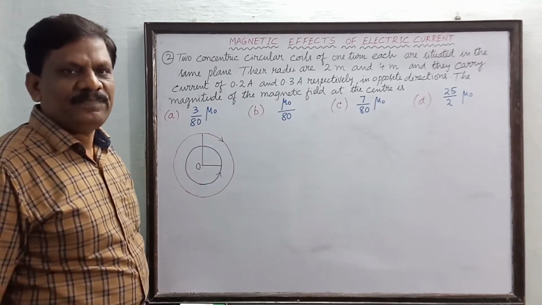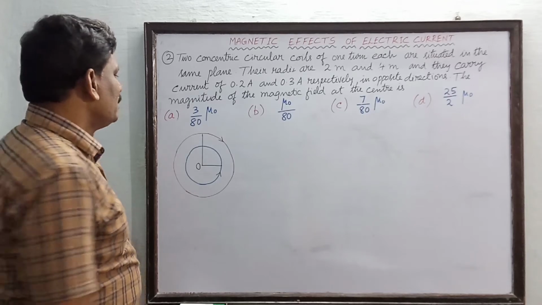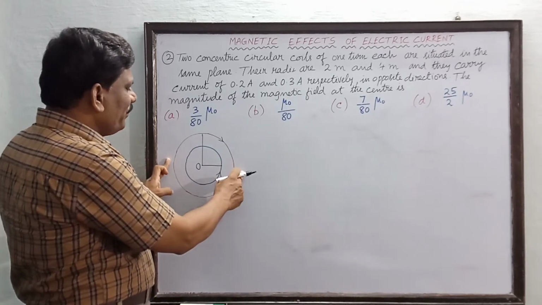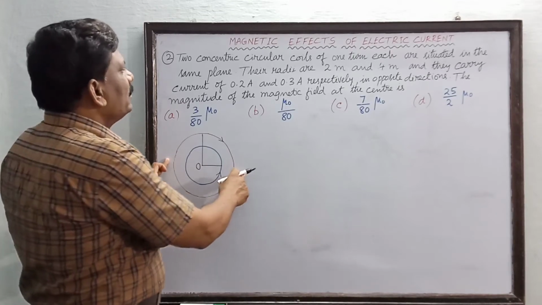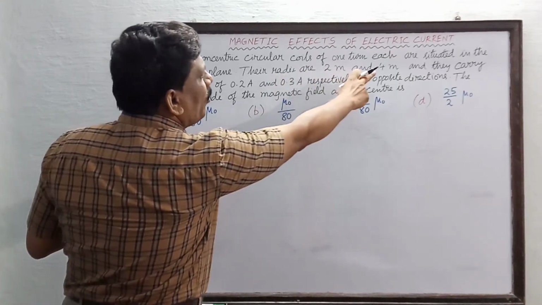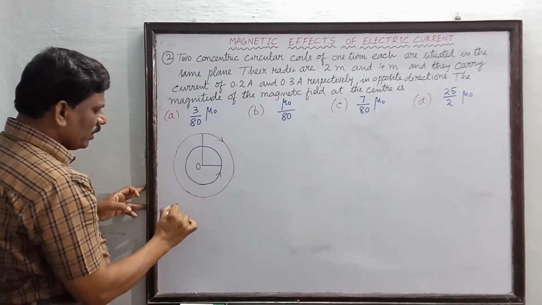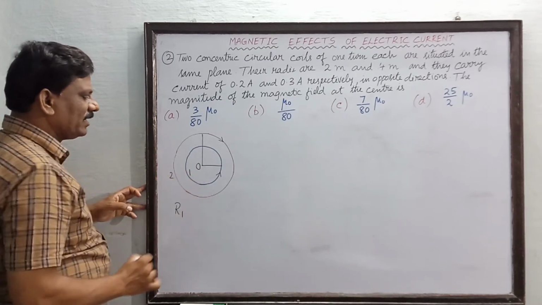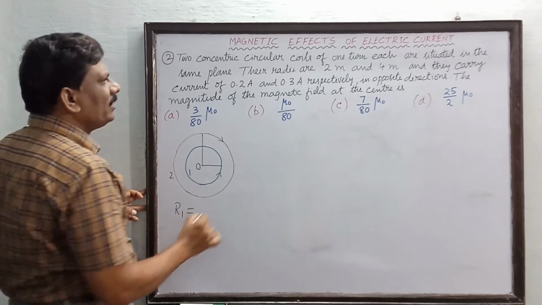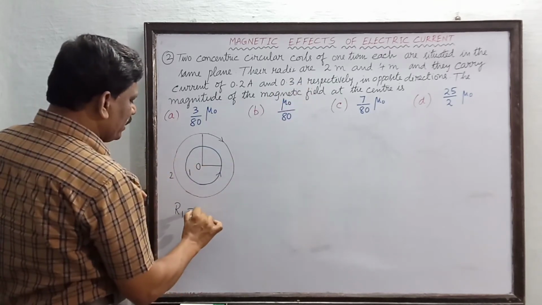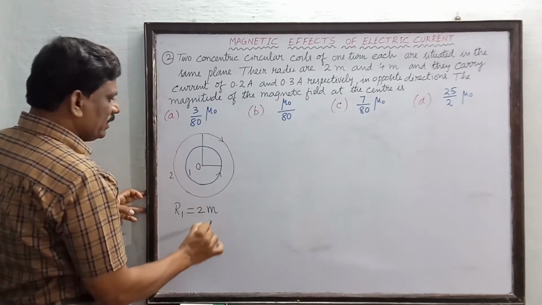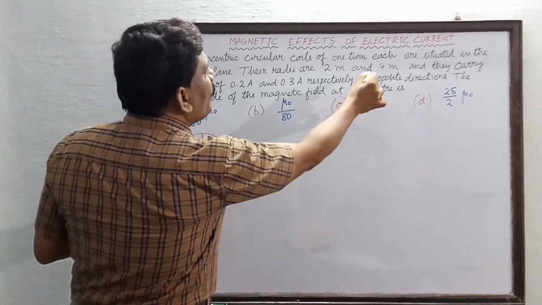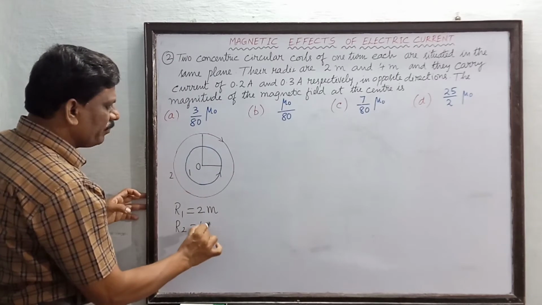First we will write the given quantities. So there are 2 circular coils, one smaller coil, the other one is the larger coil. Here 2 meter and 4 meter are their radii. So I will take the radius of the first coil. This is the first coil and this is the second coil. The radius of the first coil I will take 2 meter, and the radius of the second coil is given as 4 meter.